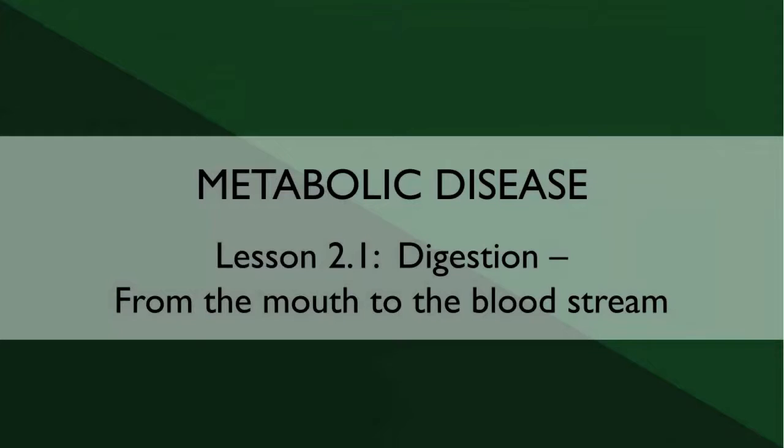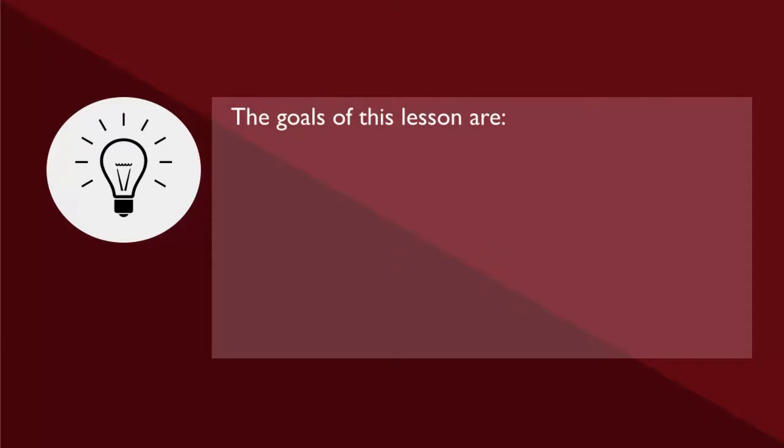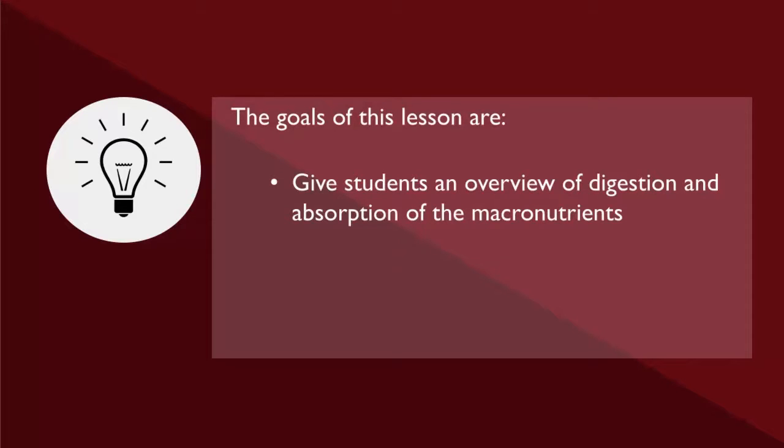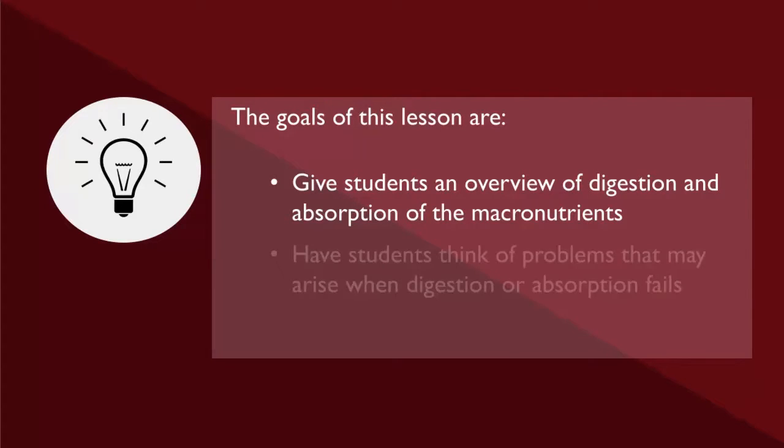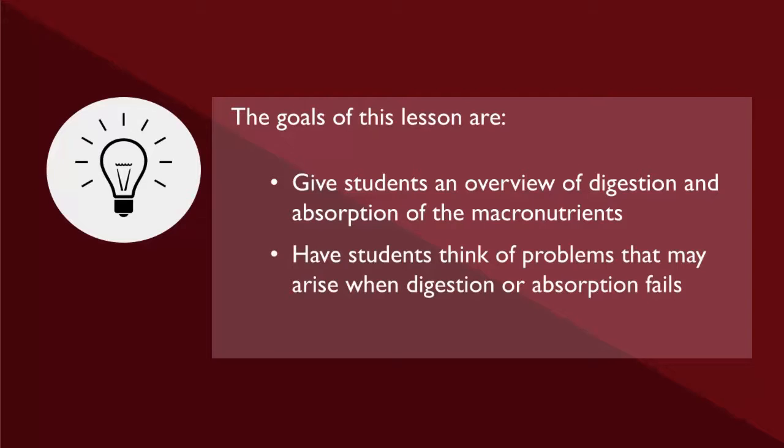Lesson 2.1, Digestion, from the mouth to the bloodstream. The goals of this lesson are to give students an overview of digestion and absorption of the macronutrients, and to have students think of problems that may arise when digestion or absorption fails.